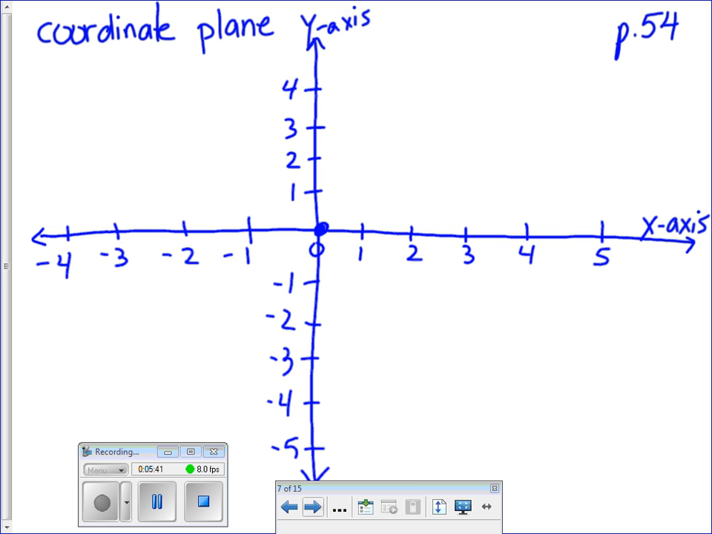Now we know from our other number lines that we can label these using any intervals. We can go by 5s, we can go by 2s, but for today we're just going to count by 1s. Okay? So that's our coordinate plane. And we use the coordinate plane to locate points using our ordered pairs.